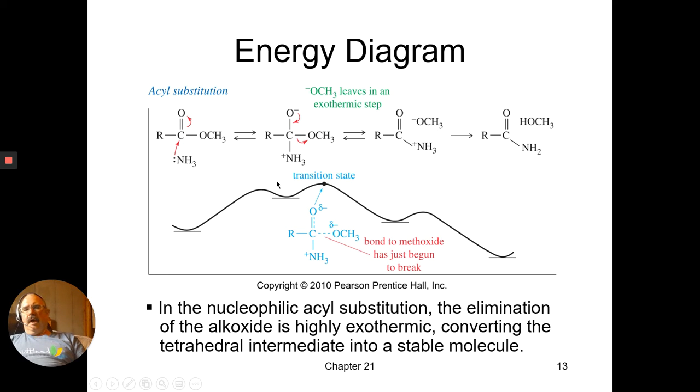Okay, here's the energy diagram. The first step, formation of the tetrahedral intermediate, is endothermic, and it's a slow step. It has the highest activation energy. But the elimination of methoxide and proton transfer are both exothermic, and so this is thermodynamically favorable, even though we don't have a good leaving group.